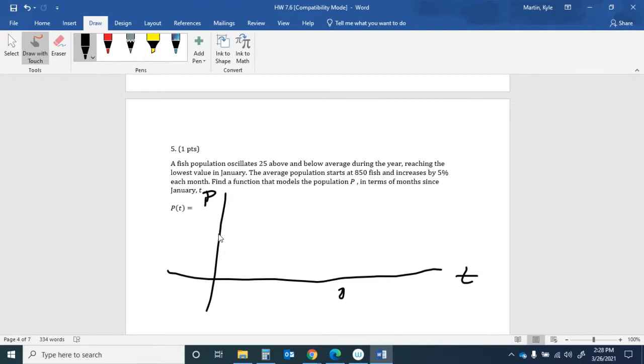So that means that we're going to use cosine again, what that really means for us. The average population is at 850. So my average is 850 up here. But I'm not at the average population in January. I'm below the average. I'm 25 below. So I'm at 825. So 825 is my first point. And then every month I'm increasing by 5% my population.